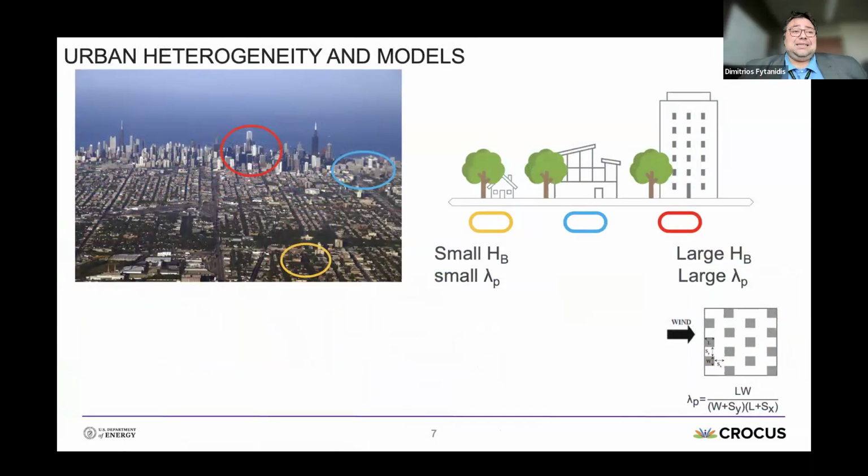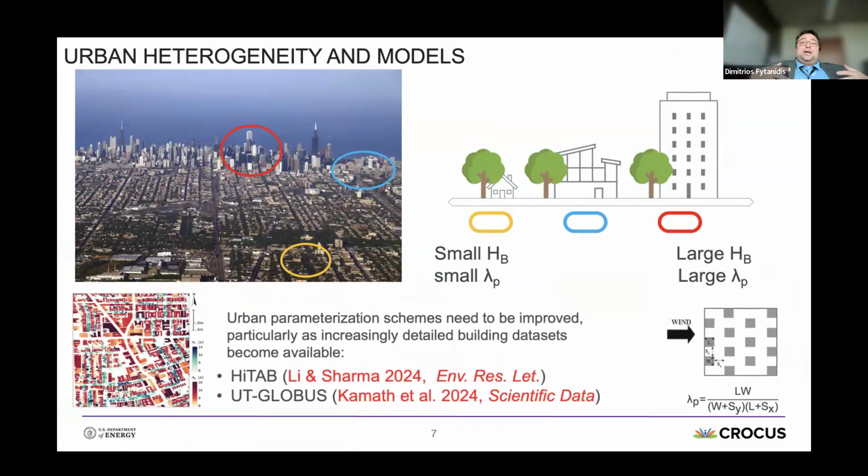Now, one of the challenges here is that urban heterogeneity is difficult to capture, particularly in big cities like Chicago. We have everything from tall buildings, skyscrapers with dense urban canopies, to big, large buildings that might be industrial use, all the way to street scale, neighborhood scale buildings and trees. This is very tricky to model, but it's crucial to improve all this parameterization, particularly given that we have access lately to really detailed building and tree datasets.